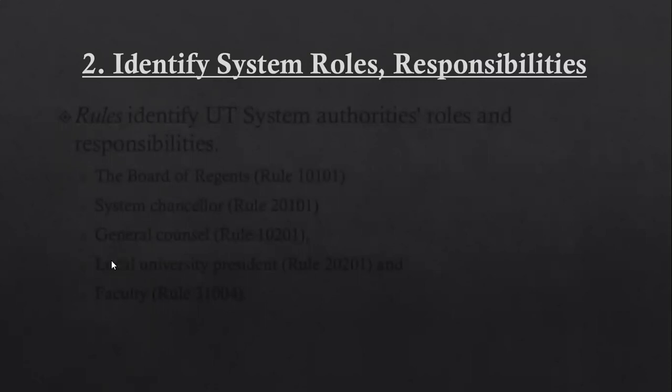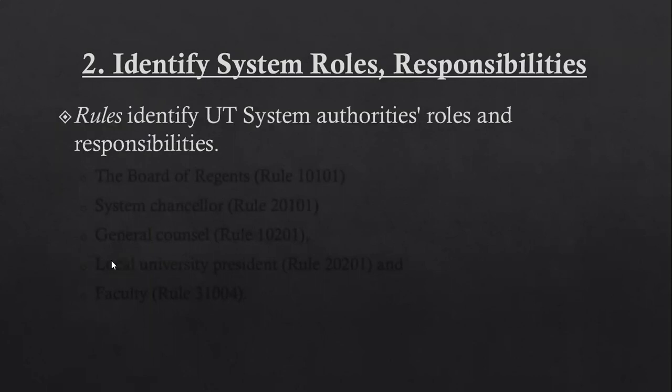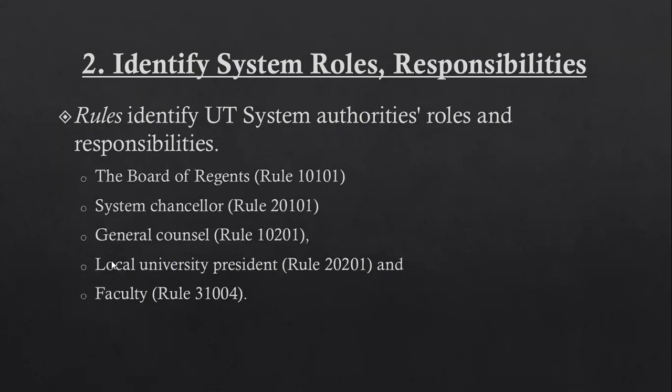A second function of the rules and regulations is that they identify system roles and responsibilities. They identify UT System authorities' roles and their responsibilities. This includes such entities as the Board of Regents, which is the governing board of UT System, the system chancellor, the general counsel, or the UT System lawyer, the local university president, and even the faculty.